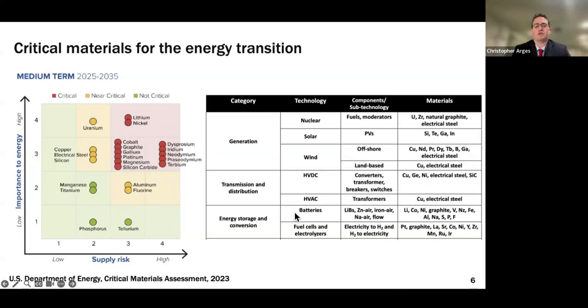Batteries. This is for energy storage and conversion. So there could be flow batteries, but you could also use conventional lithium-ion batteries. So you need lithium, cobalt, nickel, vanadium, etc. Fuel cells and electrolyzers. So you think again, hydrogen at scale, platinum group metals are really paramount to electrolysis.